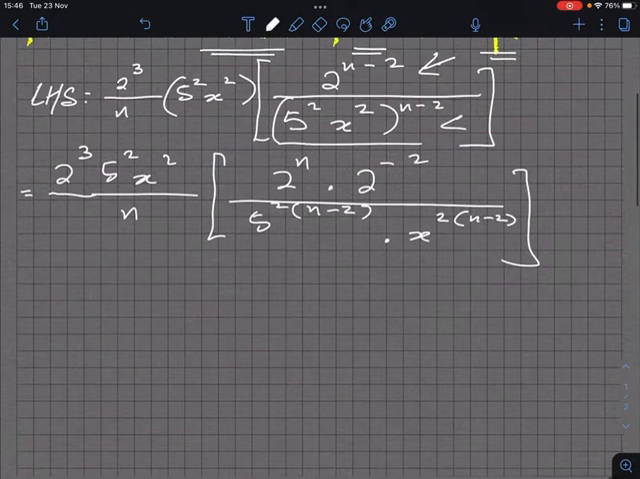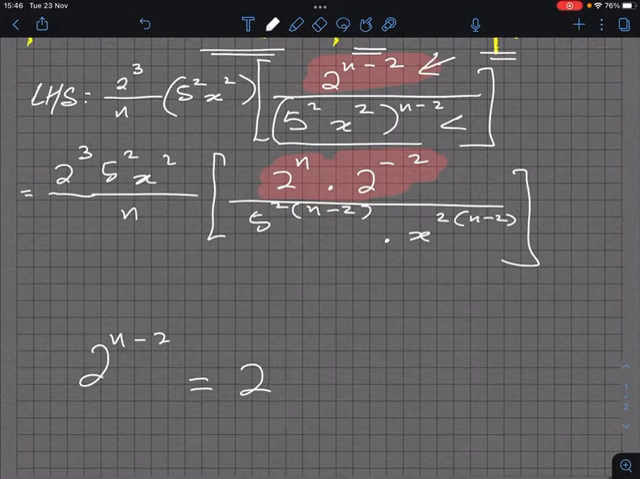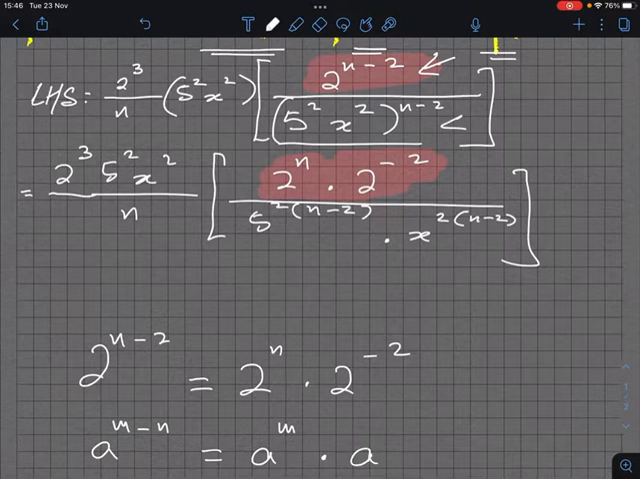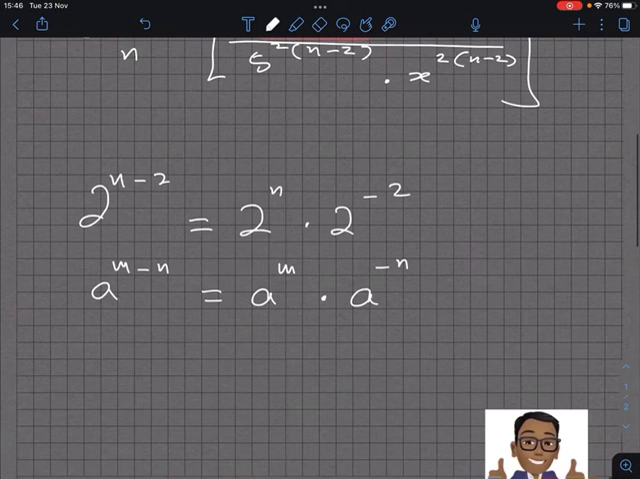And the other one that some students may ask me: how do I split this to become 2 to the power of n multiplied by 2 to the power of negative 2? Let's try to do this. You know 2 to the power of n minus 2 will be 2 to the power of n multiplied by 2 to the power of minus 2. Why? Because a to the power of m minus n will give you a to the power of m multiplied by a to the power of negative n, correct? Remember your law of indices.